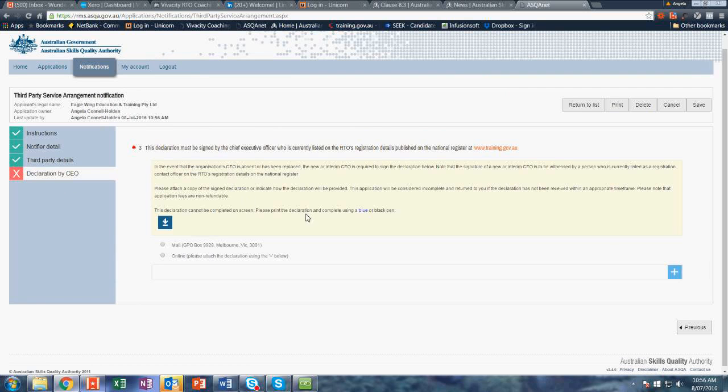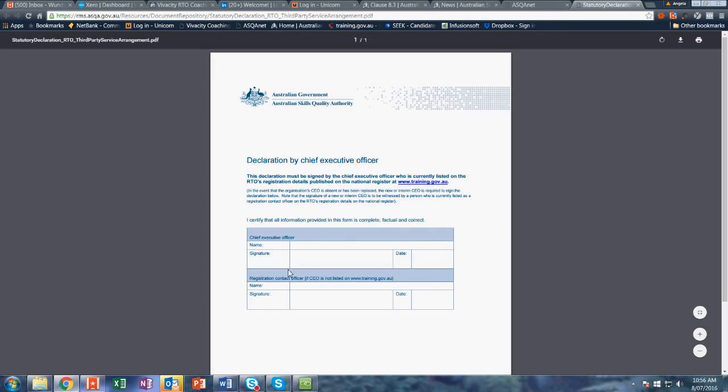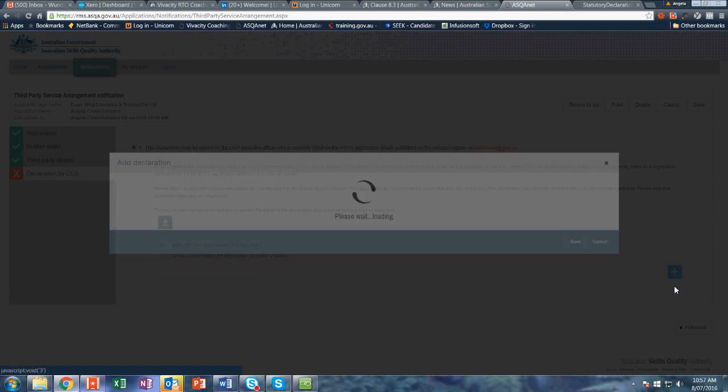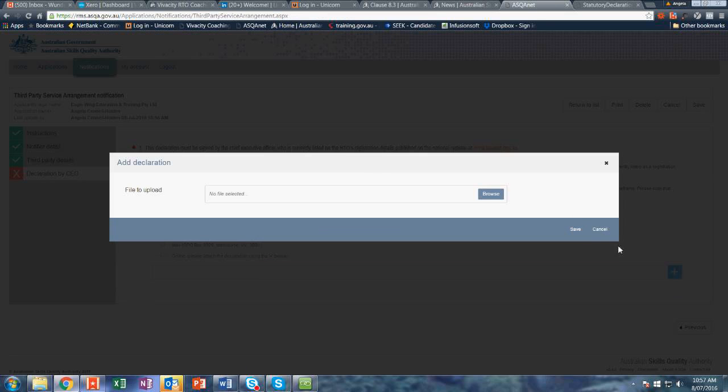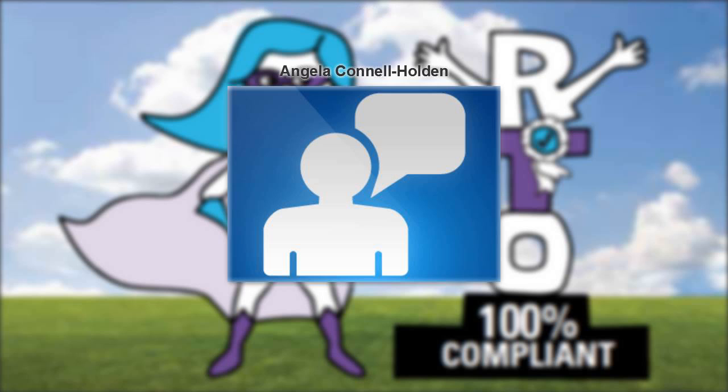So then your CEO will be required to sign a stat dec. So you can download it from here. You download the form from there, sign that, scan it, and then upload it here. So you'd add it and upload it in here. And that's basically it. That's how you notify ASQA of any third-party arrangements that you may have in place.